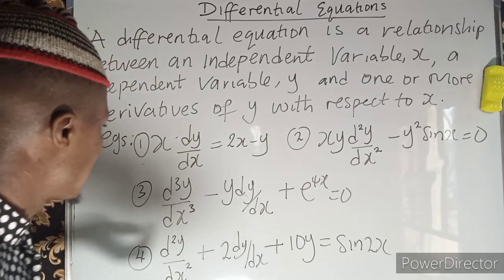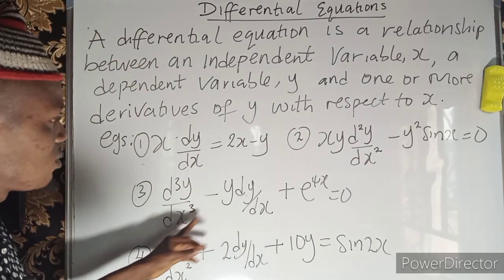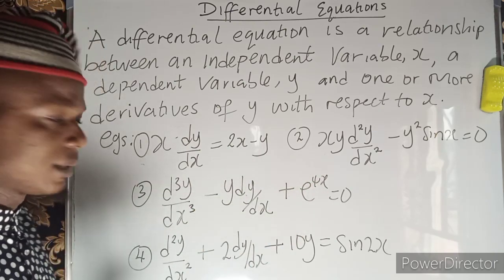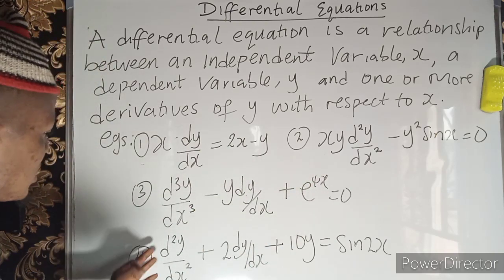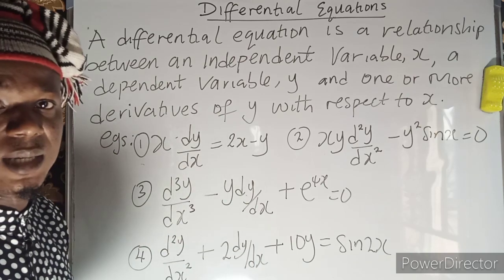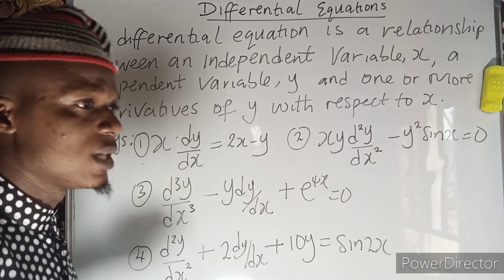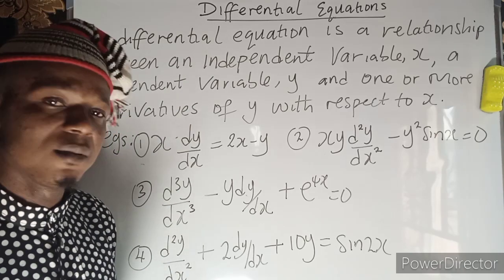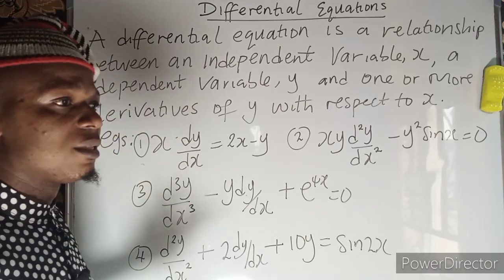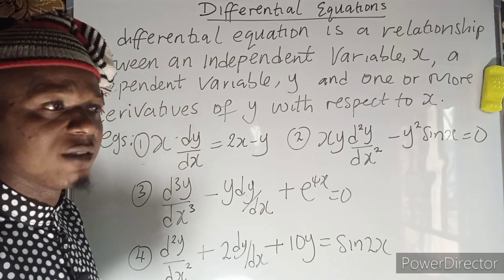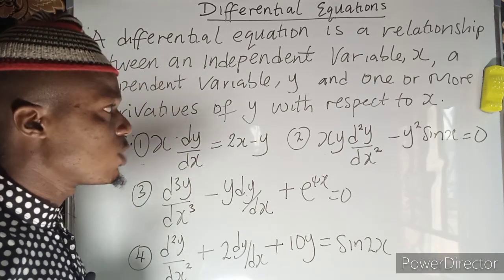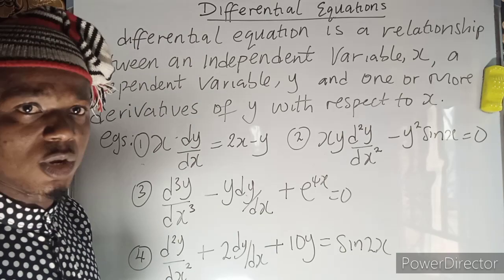Look at the third one. You can still see a derivative of y with respect to x, and you can see the letters x and y. Then in the fourth one, you can still see the same thing applies. So for you to say that an equation is a differential equation, that equation must contain a dependent variable, an independent variable, and one or more derivatives of y with respect to x. That is only when you can say that an equation is a differential equation.